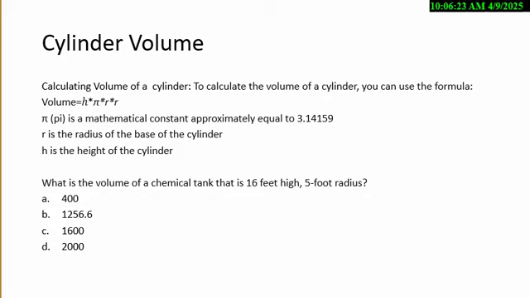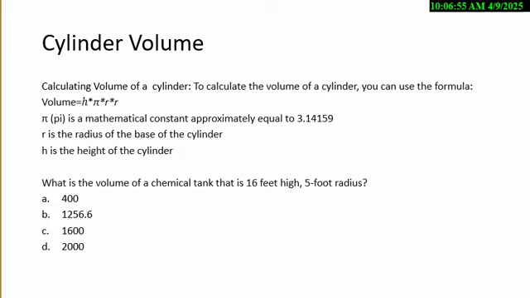The key thing to remember is sometimes the question, rarely, will give you a diameter instead of a radius. So radius is from the center of the circle to the outside. The diameter is the whole thing, bisecting the widest part of the cylinder. So radius plus radius equals diameter. Multiply by 2. So let's go do the first one.